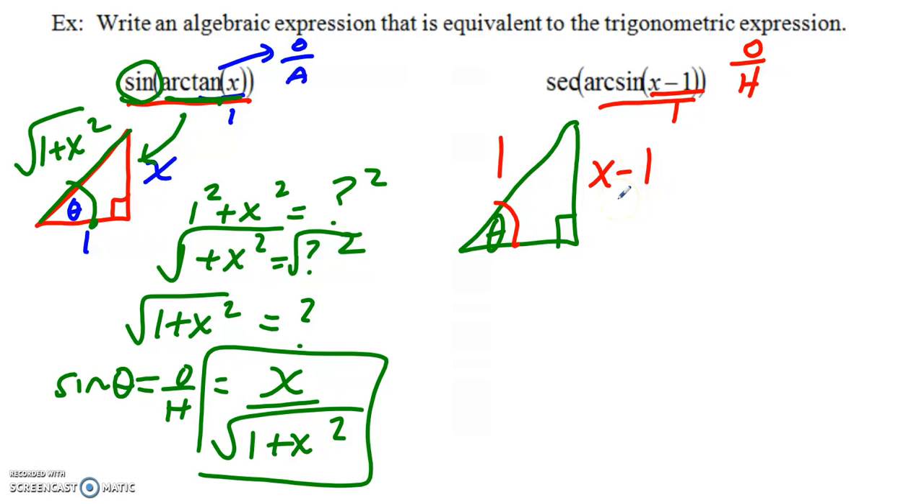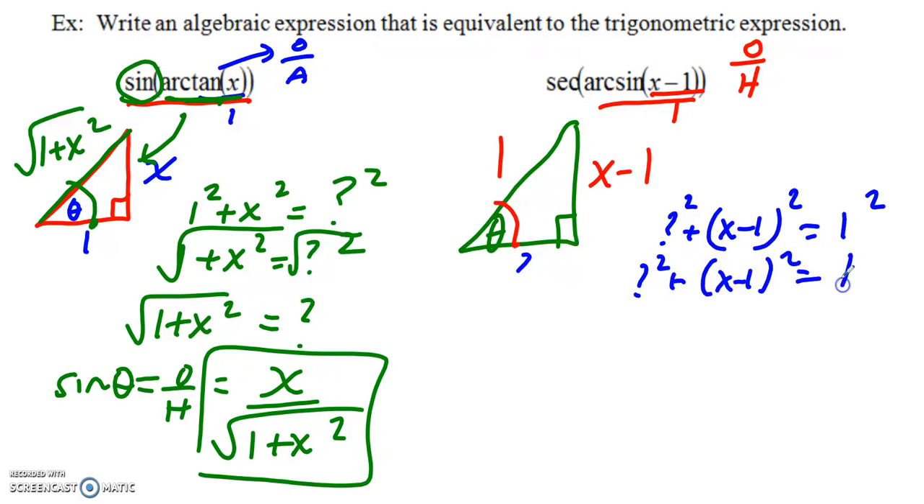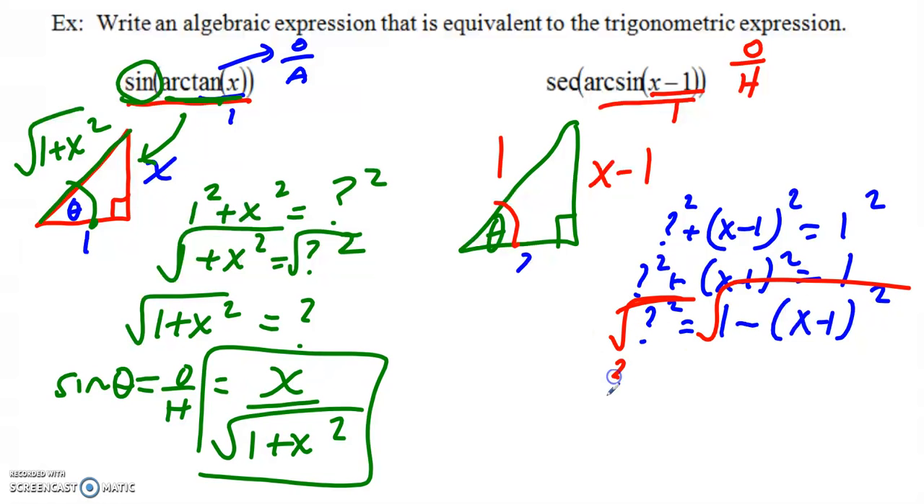So we're going to use the Pythagorean theorem again. We're going to call this question mark for now, and I'll say question mark squared plus the quantity x minus 1 squared equals 1 squared. Question mark squared plus x minus 1 squared equals 1. If I want to get this to the other side, question mark squared equals 1 minus the quantity x minus 1 squared. If I want to get this question mark alone, I take the square root of both sides. So what I'm looking for is the square root of 1 minus the quantity x minus 1 squared. We could simplify this, but I'm not going to at the moment.